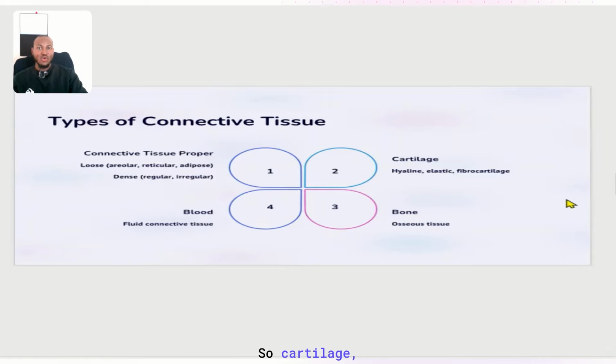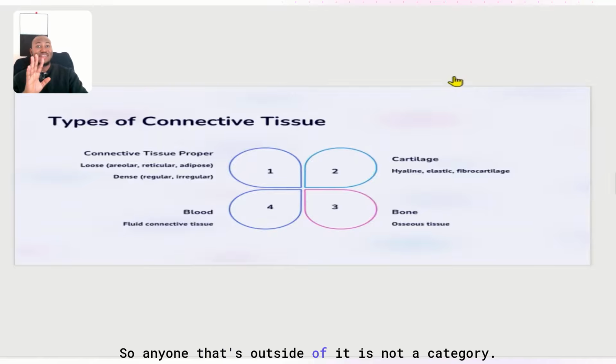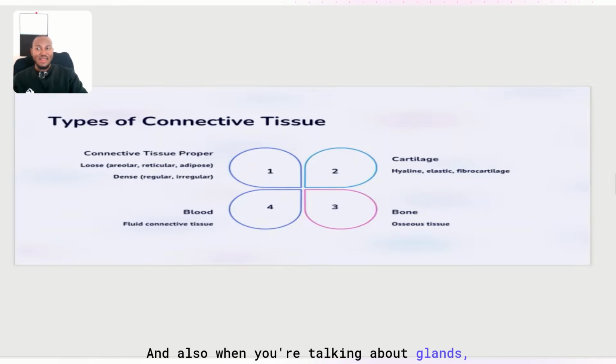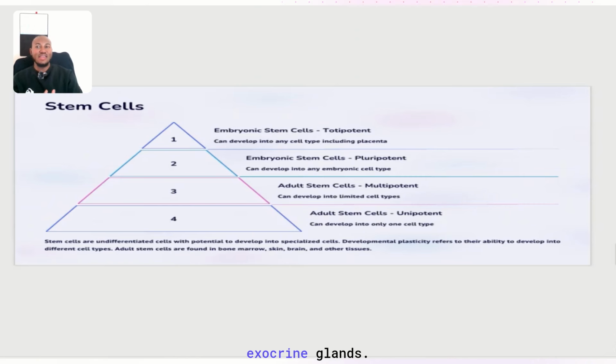So cartilage, fluid parts, supporting parts, and connective tissue proper. Those are the 4 categories. So anyone that's outside of it is not a category. And also, when you are talking about glands, you are talking about the endocrine and the exocrine glands. Remember that. This one is very simple, it's a giveaway.